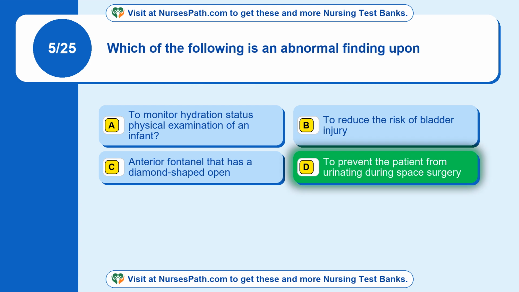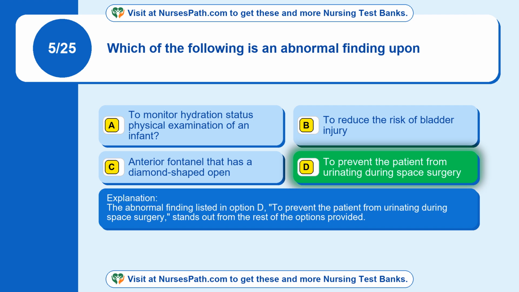The correct answer is option D. To prevent the patient from urinating during surgery. The abnormal finding listed in option D, to prevent the patient from urinating during surgery, stands out from the rest of the options provided.